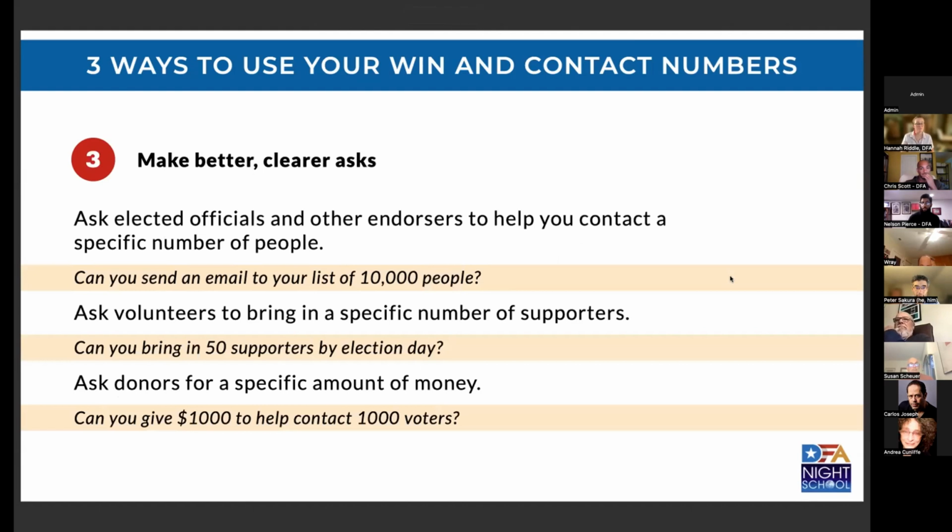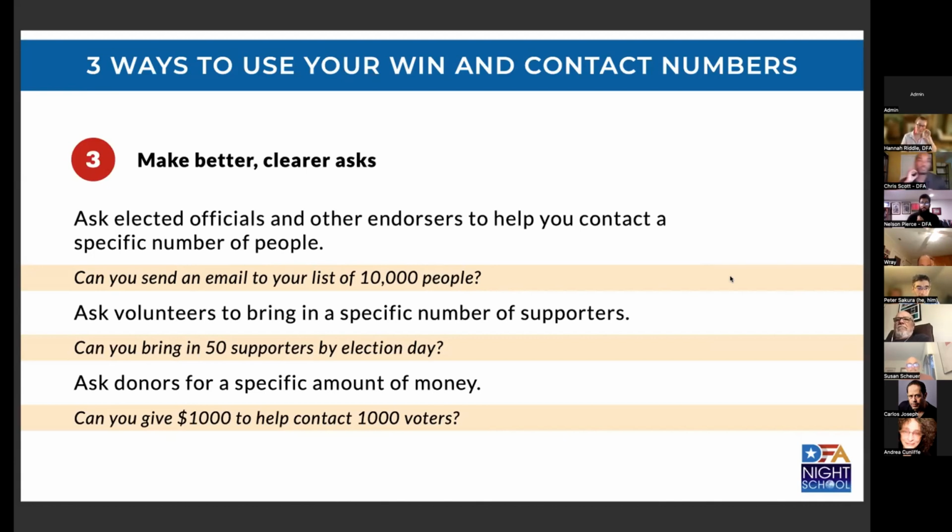And the last way, one of many, the last one we're covering today, is to make better and clearer asks. So instead of asking an elected official to send an email to their list, you ask them to send an email to your list of 1,000 people. Can you contact 1,000 people for me? Or 10,000 people or 20,000 people. You can also use that for volunteers. You can ask volunteers to ID 50 supporters by election day. You can ask them to bring 100 people to their house for a meet and greet.